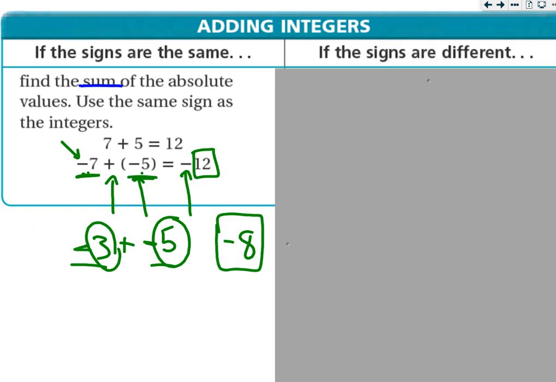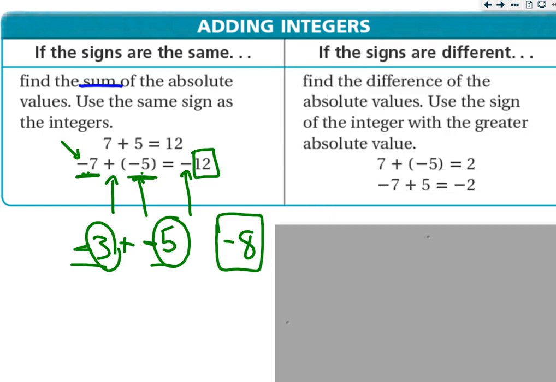What if your signs are different? Well, you find the difference of the absolute values and use the sign of the integer with the greater value. So for example, this 7 and this negative 5, they have different signs. But which one has the greater absolute value? Well, that would be 7, of course. 7 is bigger than 5. So you find the difference, which just means to subtract.